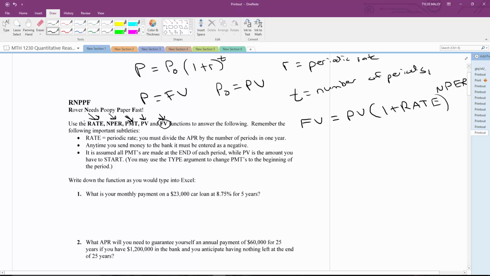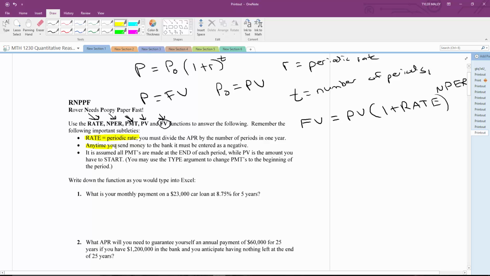So in Excel, for the rate, we always want the periodic rate. So you can see here, the rate equals a periodic rate. If we're given an APR, or we're just given a percent, you should assume that's the APR. Then we need to divide that by the number of periods in 1 year to get the periodic rate.